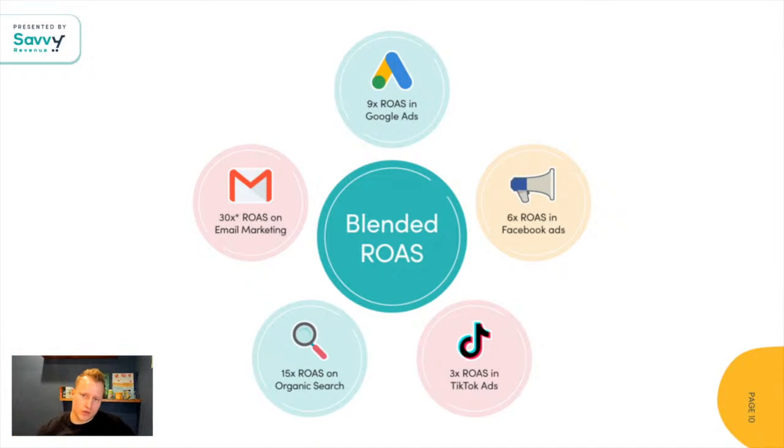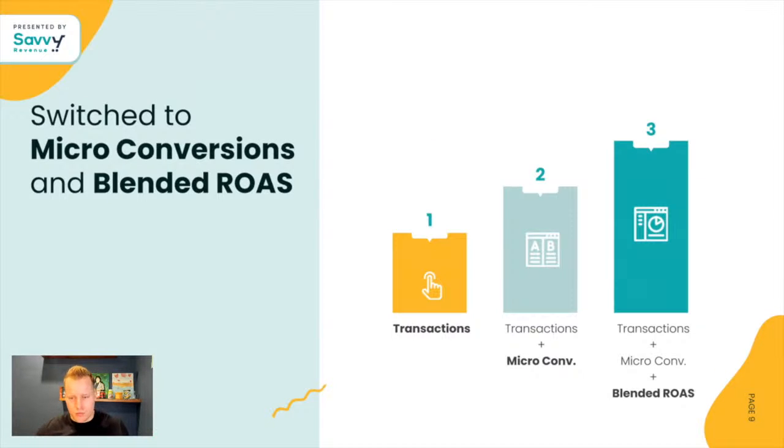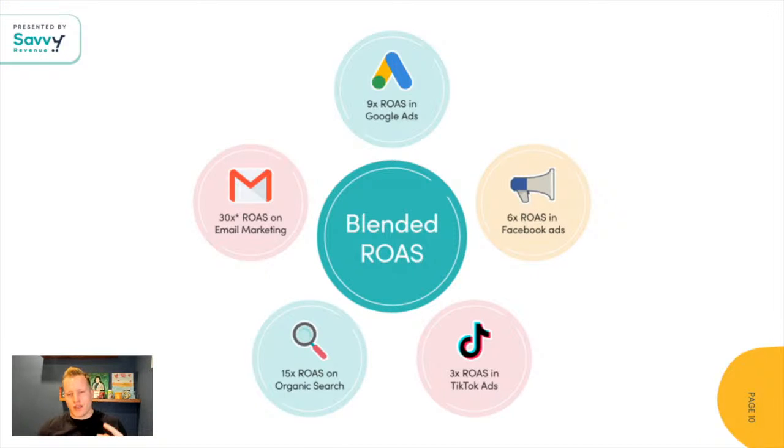Again, for anybody who's not familiar with the blended ROAS concept, we take all the revenue in our store, we take all the marketing spend for our store, and that ratio is our blended ROAS. So if we spend 20% of our revenue on marketing, and we do something like micro-conversions, if this is supposed to be successful, then that blended ROAS needs to stay while our revenue increases.